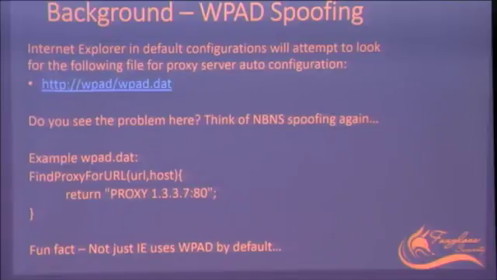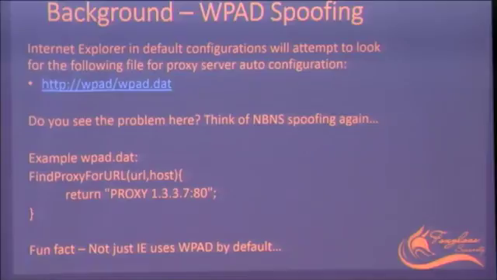All right, so next we're going to talk about WPAD spoofing, because this is pretty intimately related to NBNS spoofing. Again, Internet Explorer in default configurations will attempt to look for the wpad.dat file for proxy auto configuration. Depending on what network it's on, it's going to look for this host. The host name is just wpad, and it looks for wpad/wpad.dat. If it finds that file, it's going to use the contents of the file to configure the proxy server in Internet Explorer.